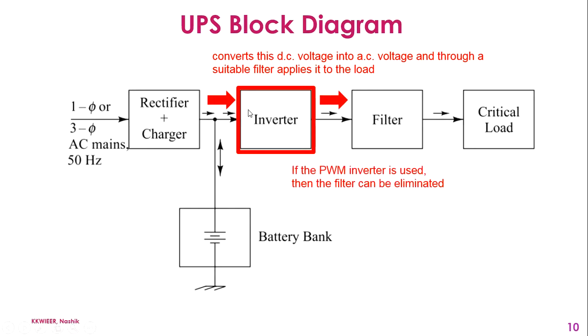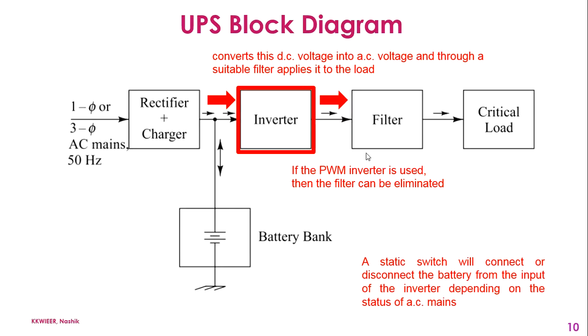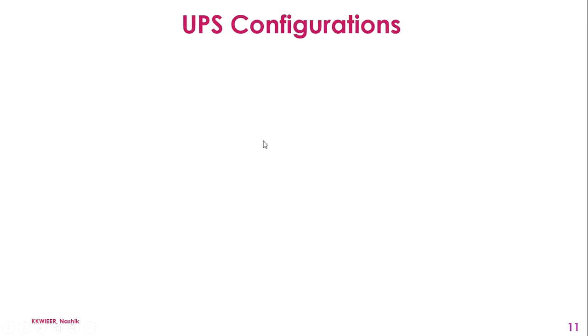If a PWM inverter is used, then this filter circuit can be eliminated. A static switch will connect or disconnect the battery from the input of the inverter depending on the status of the AC mains. So here there will be one static switch. If the AC mains is on, then it will be open and the battery will not connect to the inverter. If the AC mains fails, then this will be on and the battery bank will get connected to the inverter.